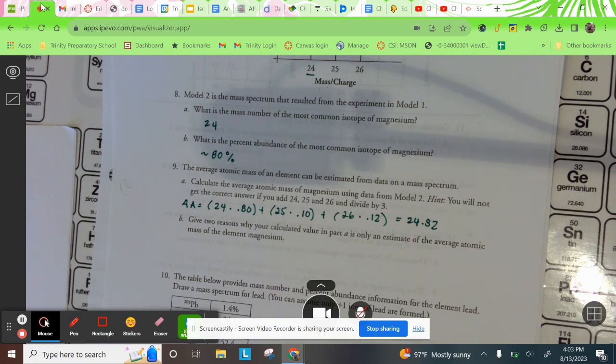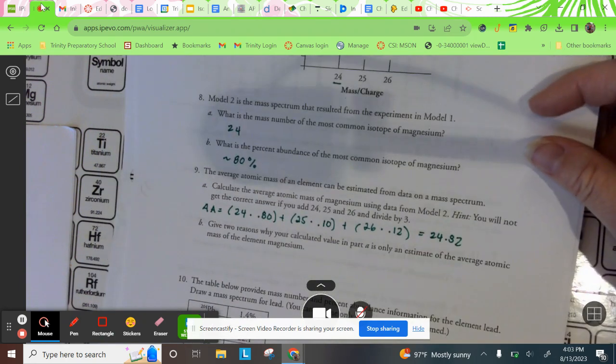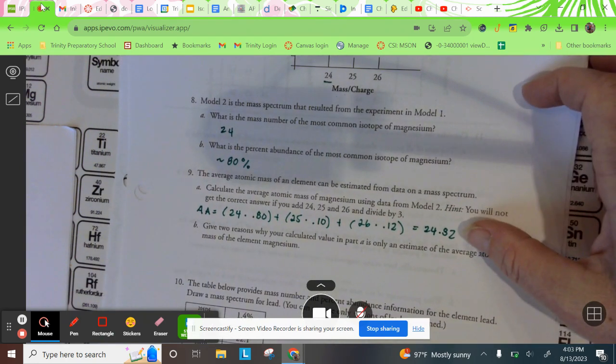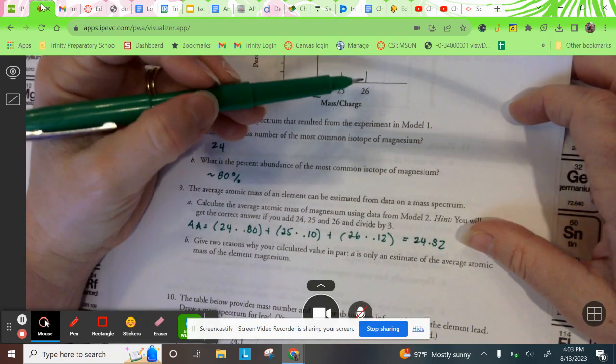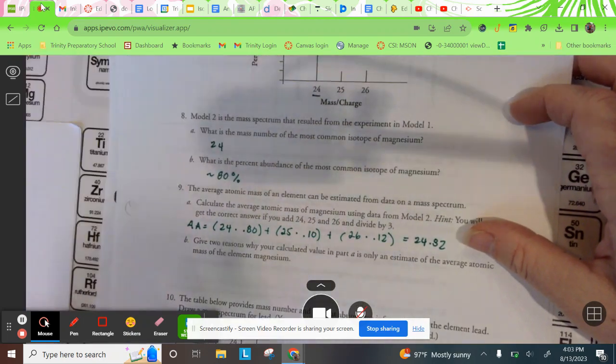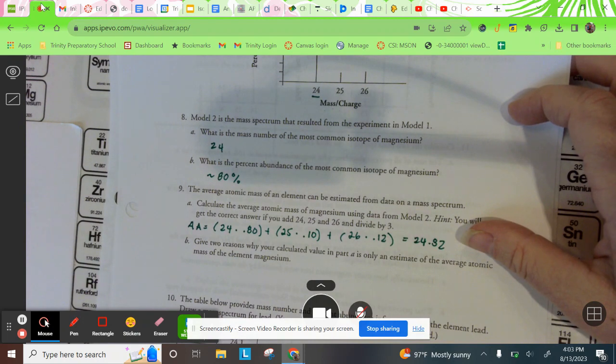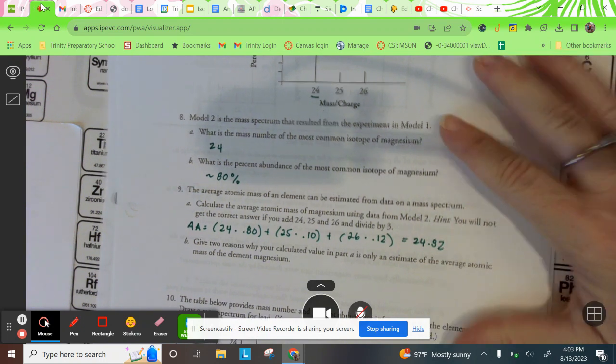That's pretty close to what magnesium is. Magnesium is 24.3, so it's a little off. But again, what it means is my reading of these lines might be a little different than it should be. To be honest, I think they say that it's supposed to be 10, but it does not look like it's the same height as the one for 25. I don't know what you guys think, but I don't think so. So I would accept that.